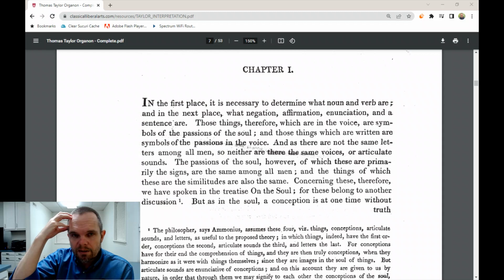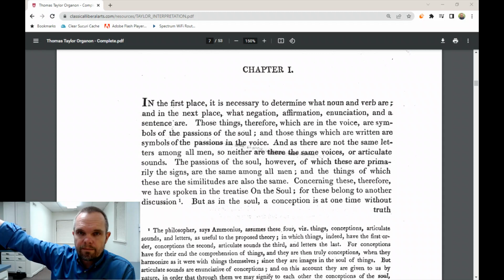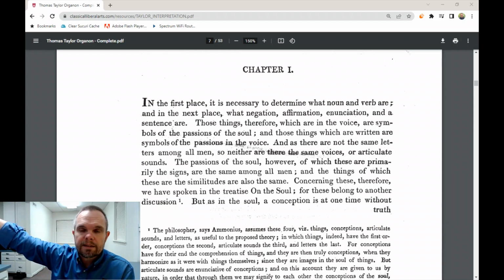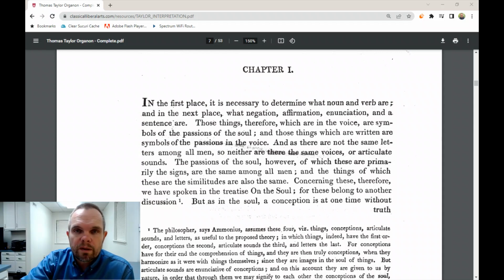The impression on the soul, the conception or the passion of the soul that's received through the senses by those four men is all the same. But the words that they use to signify that impression, whether spoken or written, will be different. The thing is the same. The passion of the soul, which is a similitude or likeness of that thing, is the same among those men. But their words, spoken and written, will be different.